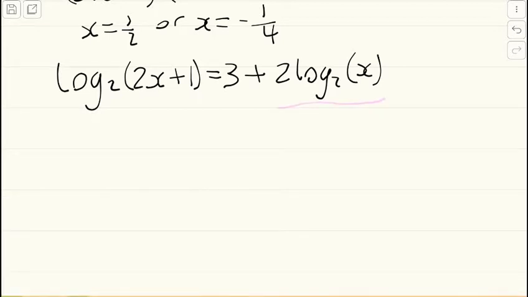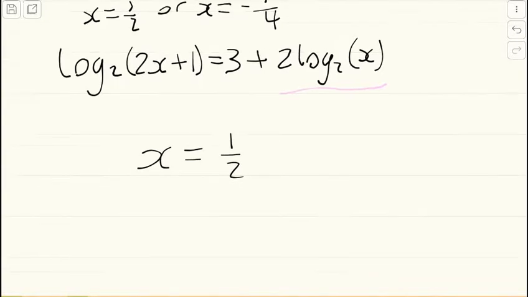So if I take the 2 log to the base 2 of x, and I put in x equals minus a quarter, that doesn't work because logs cannot take negative numbers. So actually, I only have the solution x equals a half.